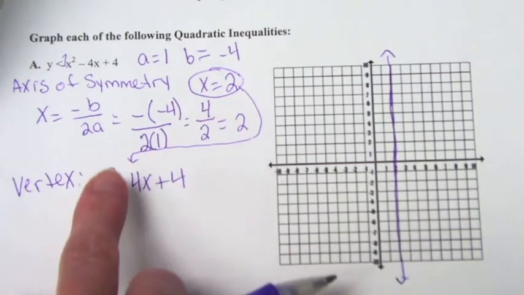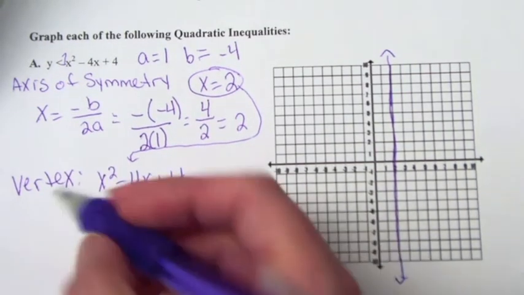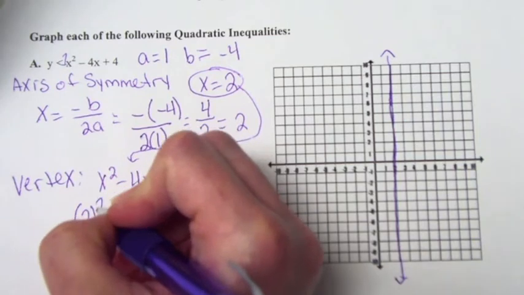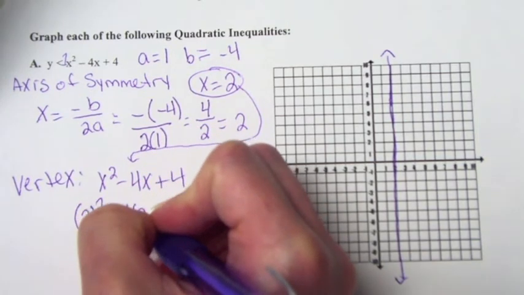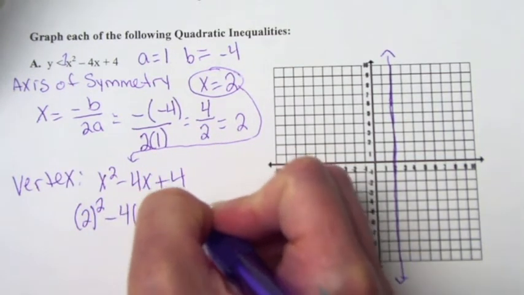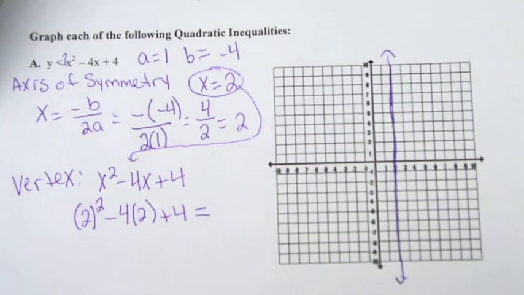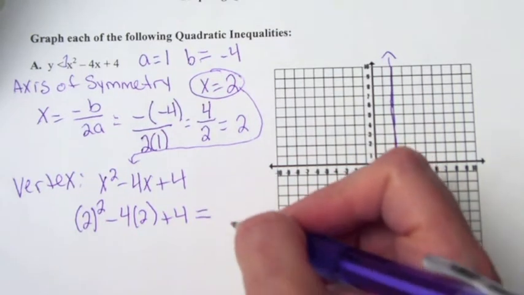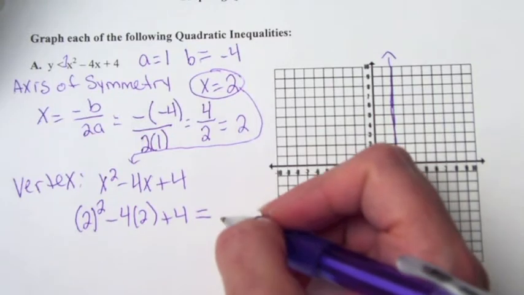So we're going to plug a 2 in. We're going to replace each x with 2. So we get 2 squared minus 4 times 2 plus 4. And again, you can put that right into your calculator. Put parentheses around your 2 when you're plugging it in. You will come out with a value. What do we get? 0. That is correct.